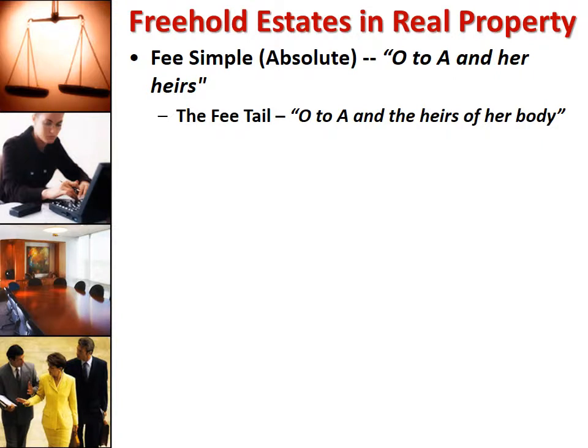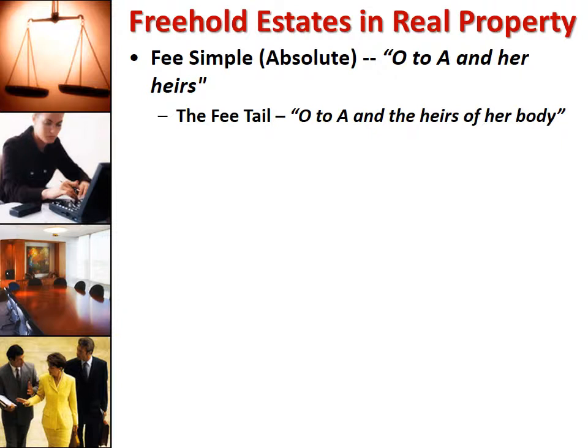Now, in Old English law and in American law back in the colonial age, we had a thing called a fee tail. It read, O to A and the heirs of her body. Of her body. Now, in Old English law, you could write a fee tail in, and it would survive. Meaning, O has the land, gives it to A, and then A can give it to only those heirs that are of her body, meaning that she naturally bore.